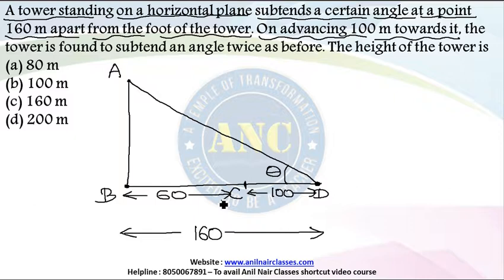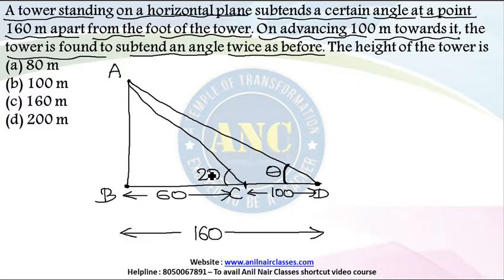But it is not the case actually. So the diagram is not drawn to scale. Just take this as it is. On advancing 100 meters towards it, the tower is found to subtend an angle twice as before. Earlier it was subtending an angle of theta. Now it will subtend an angle of 2 theta, twice as before. This angle is 2 theta. So what is the height of the tower? AB is what they are asking in the question.